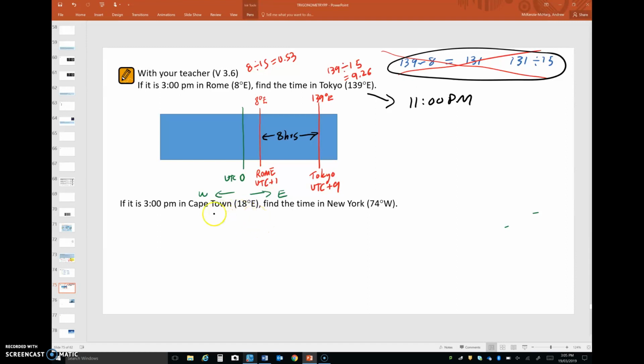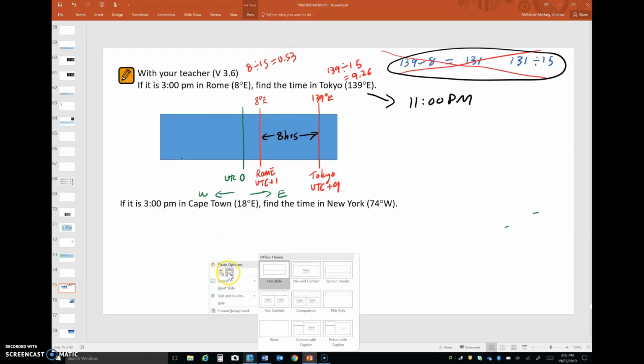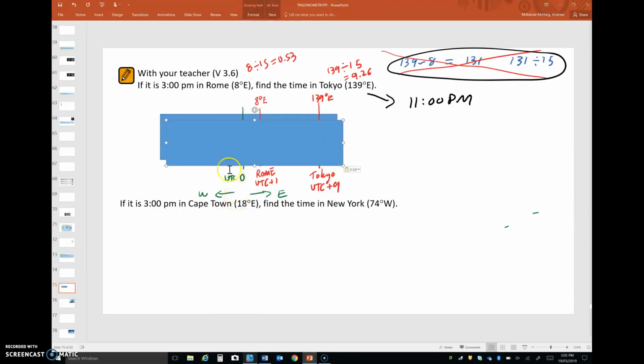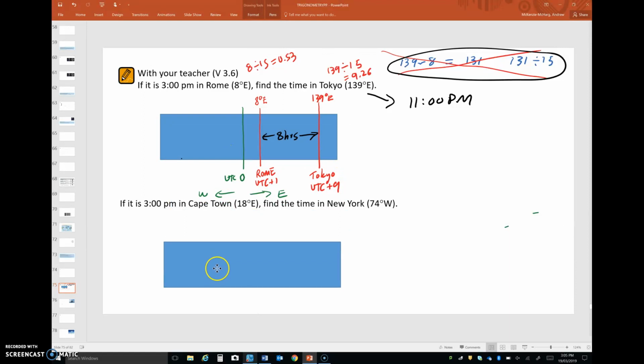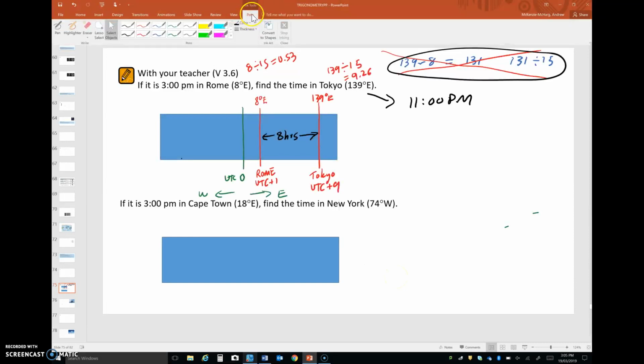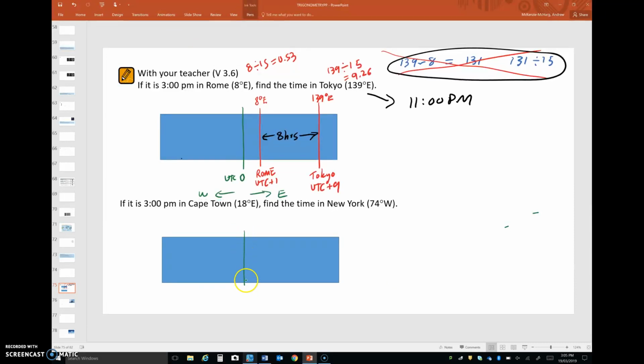So you might want to pause the video and try this with Cape Town and New York below, and then I'll have a go at it. Okay, so I'll grab my continuum again. Let's try this. Okay, so you can just use a ruler to draw yourself a little rectangle if you like, if you find it helps you to visualize. Okay, and here's UTC 0 in the middle.